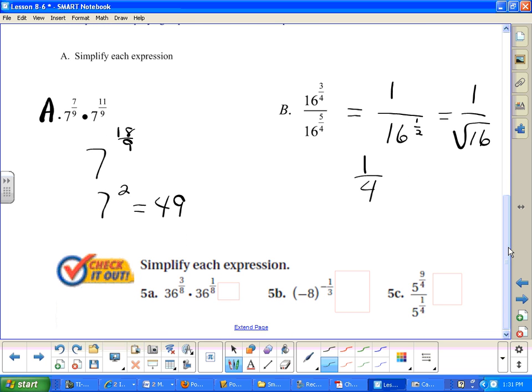Right? And if we have the exponent on the outside, so if we had 3 to the 1/3 raised to the 1/5, in that case we multiply. So that would be 3 to the 1/15 power. Multiply them.